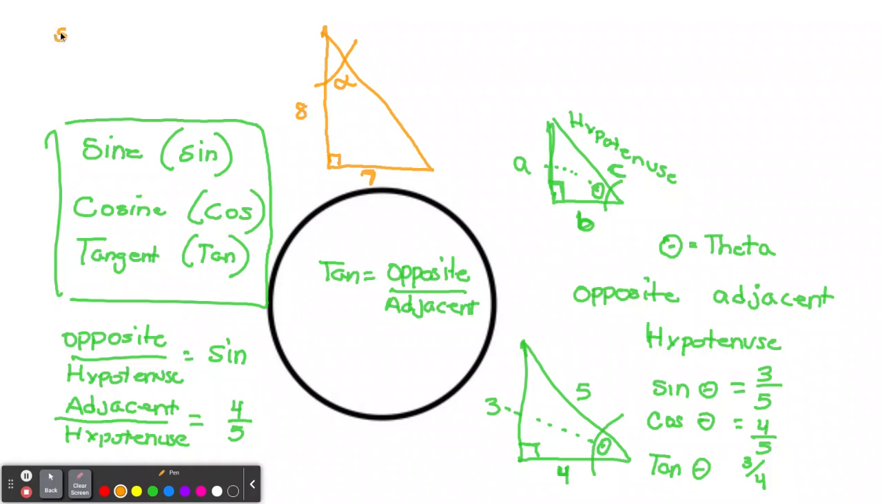So if I wanted to say sine alpha, we don't know what the hypotenuse is. But we know opposite of it is 7. And the hypotenuse, we don't know. We just put x. What would be cosine alpha? What's adjacent to alpha? The 8. And the hypotenuse? We don't know. And what would be tan alpha? Well, the opposite is 7, and adjacent is 8.